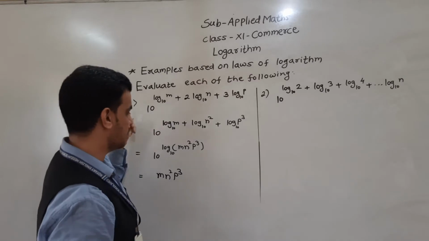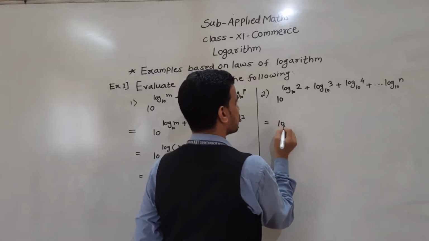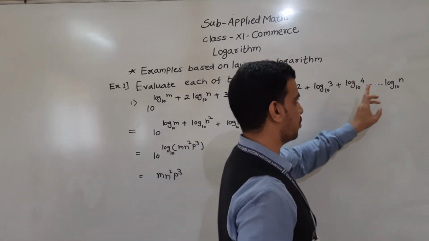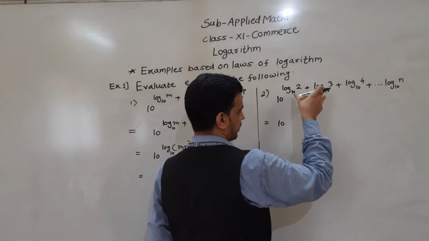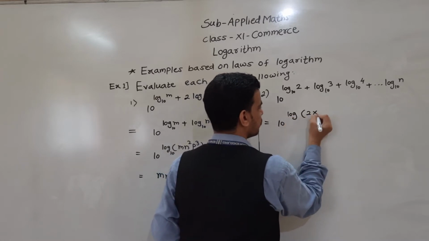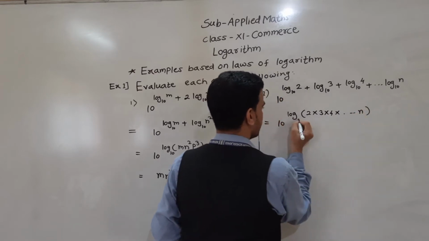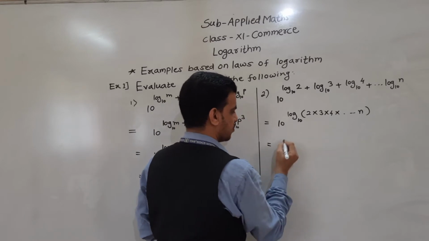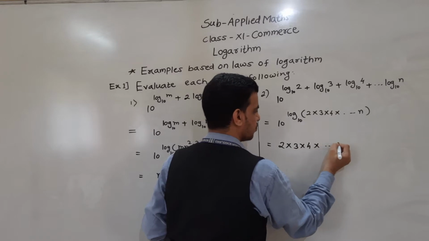Okay, now we will solve the second sub question the same way. 10 raised to log 2 plus log 3 plus log 4 up to log n. If there is a sum of logarithms, we can multiply, means log of 2 into 3 into 4 up to n to the base 10. So again base is same. So what is the answer? Only 2 into 3 into 4 up to n.